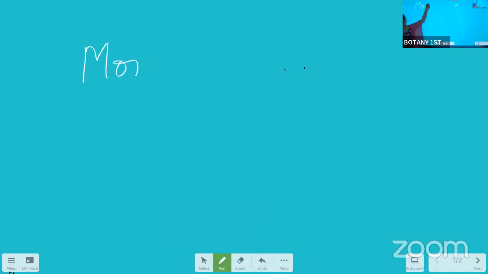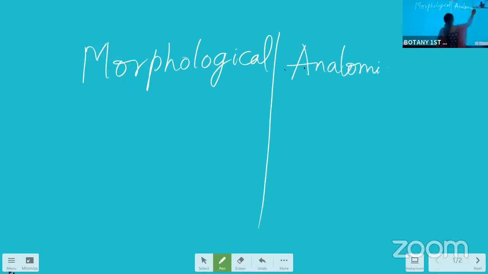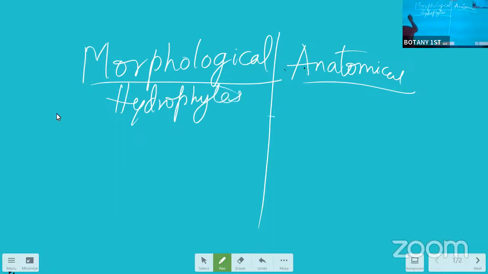Morphological and anatomical adaptations. I will explain how to write these answers for hydrophytes. Hydrophytes are the plants which grow in an abundant water medium. Here we are talking about the morphological character, that means the external appearance of the plant body.